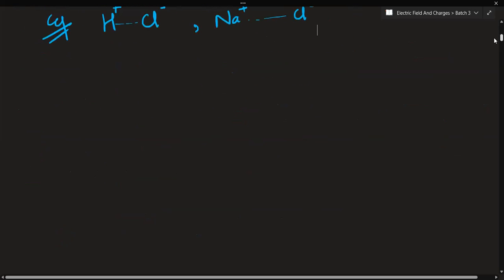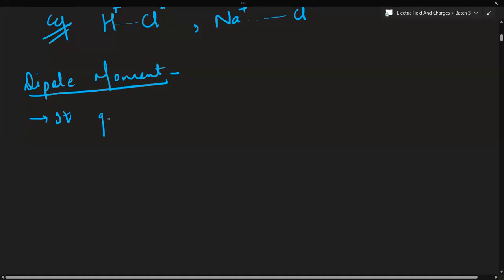Now, regarding the dipole moment, what is the term dipole moment, which you might have heard of? Basically, whatever is the strength of the dipole, that is known as dipole moment. It gives you the strength of the dipole. Whatever is the strength of dipole is given by the dipole moment.